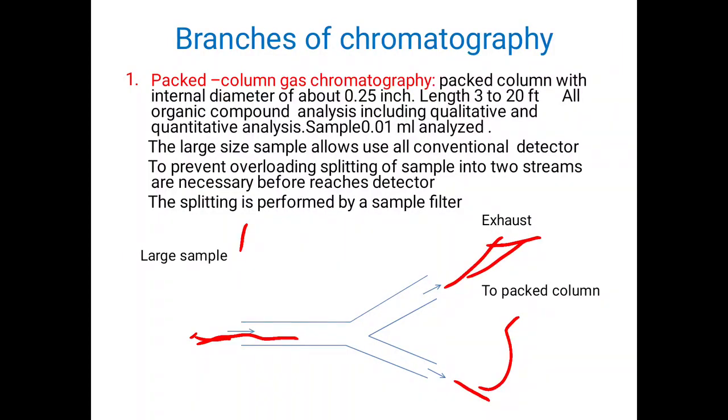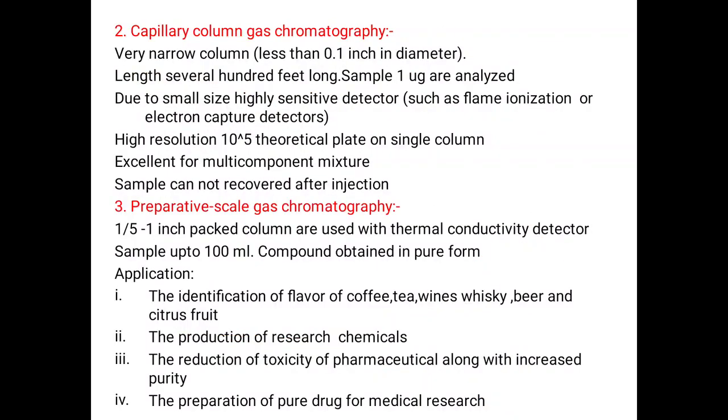The second type is capillary column gas chromatography. In this, a very narrow column, generally less than 0.1 inch in diameter, is used in capillary form. The length of the column is several hundred feet. Samples of about 1 microgram are generally analyzed using capillary column gas chromatography.